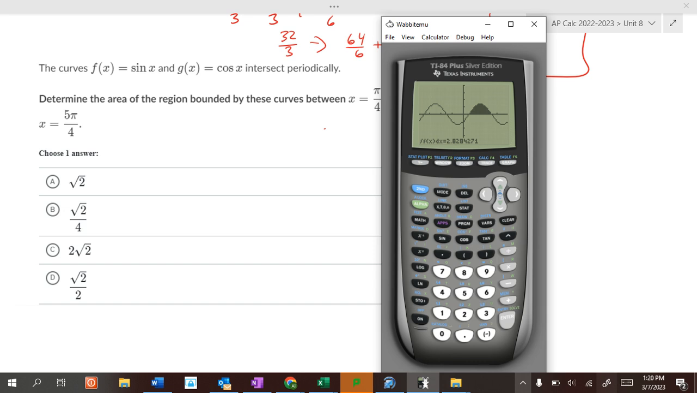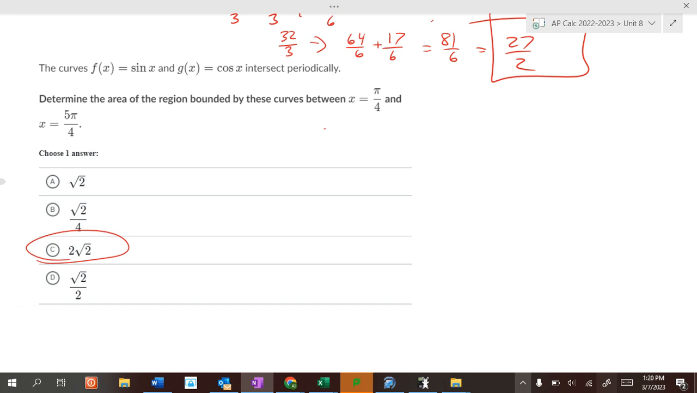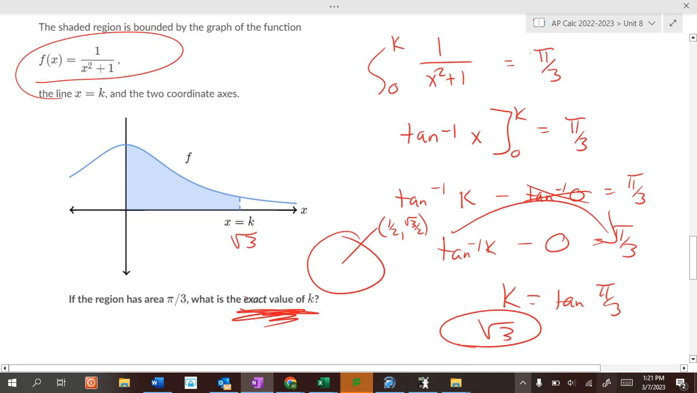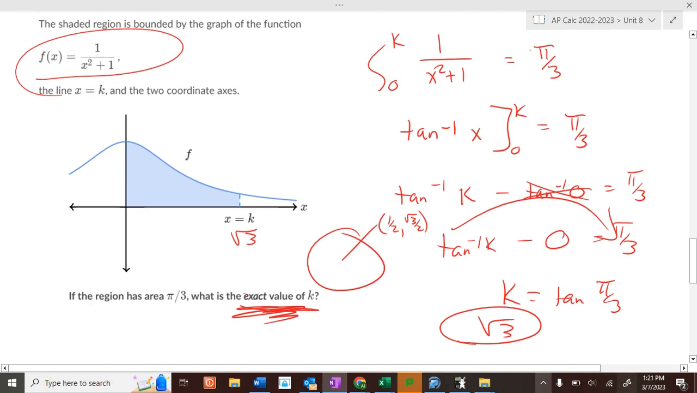Which one of these is 2.82? I think it's probably the square root of 2 over 2. The square root of 2 over 2 is not right. I think it's 2 times the square root of 2, because the square root of 2 was 1.4. So 2 times the square root of 2. Okay? So that's the basics of what we're doing. That's why I only gave you 2 instead of 3 things to do today.